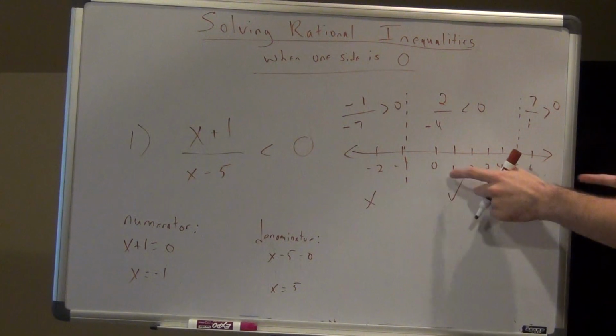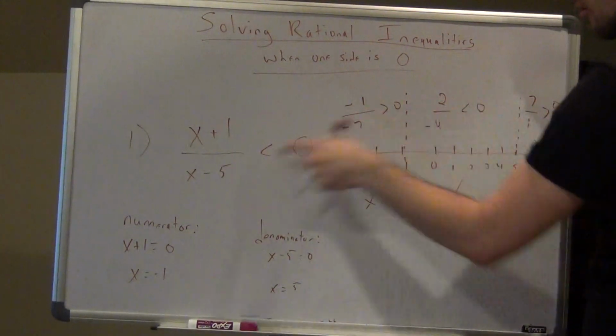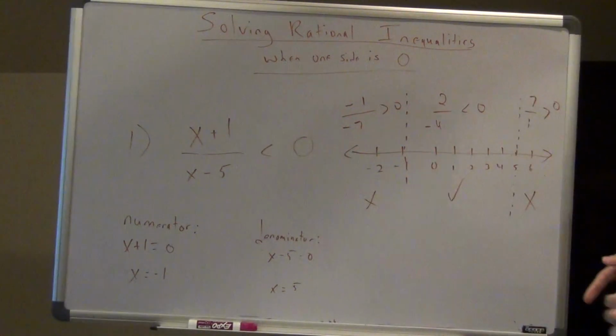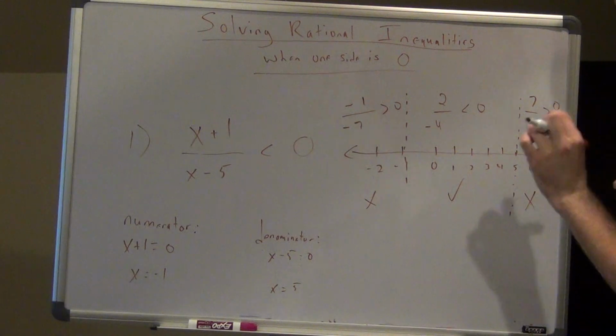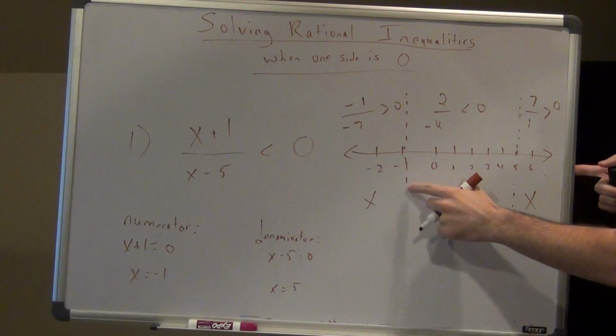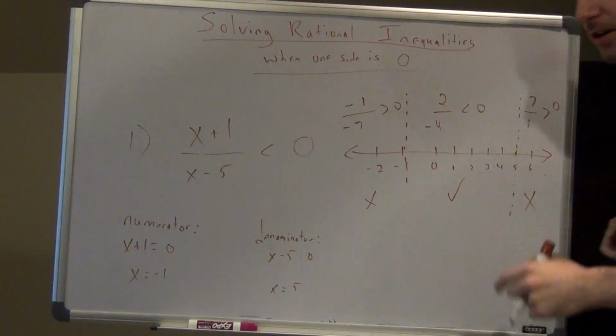Then here I plugged in 1. So I did 1 plus 1 is 2, 1 minus 5 is negative 4. That's a negative number, it's going to be less than 0, it works. Okay, so once you do that, the only numbers that are going to work for this inequality are the numbers that are in between negative 1, that's here, and 5 here.